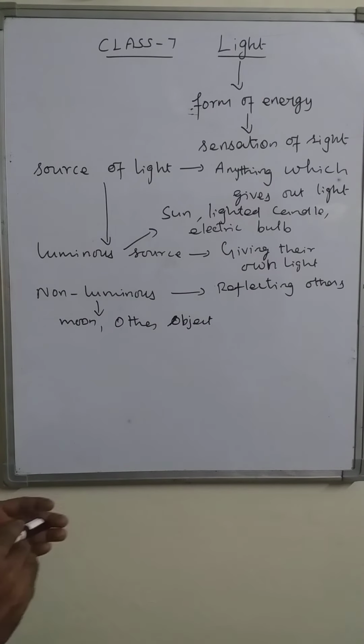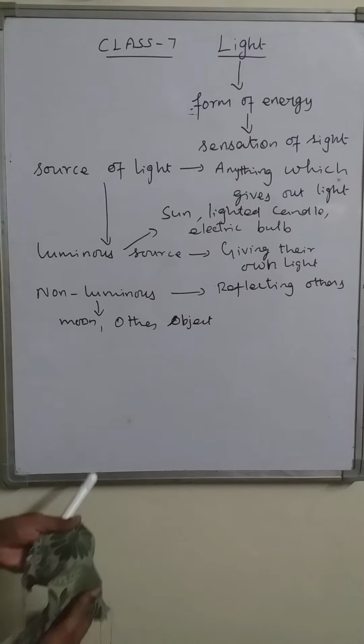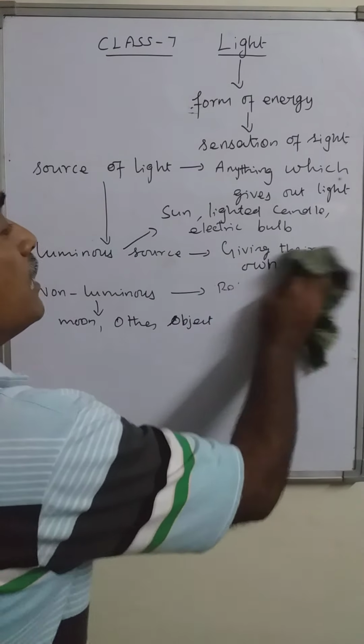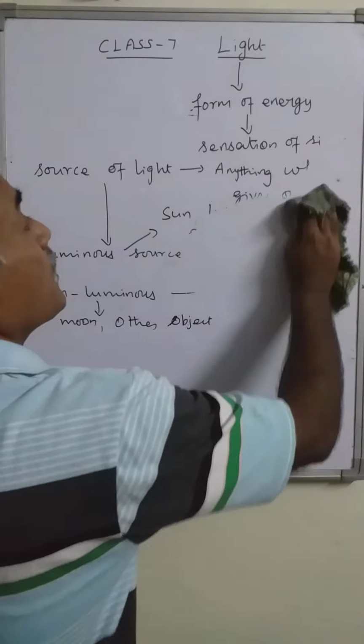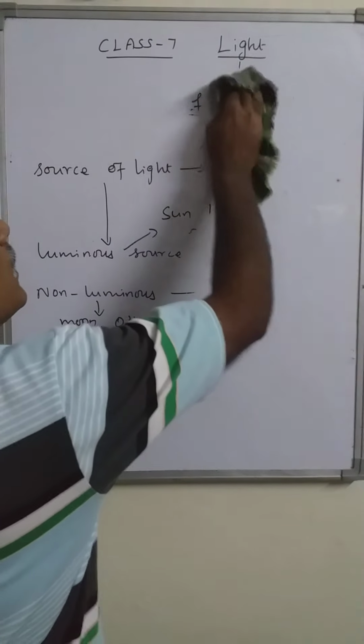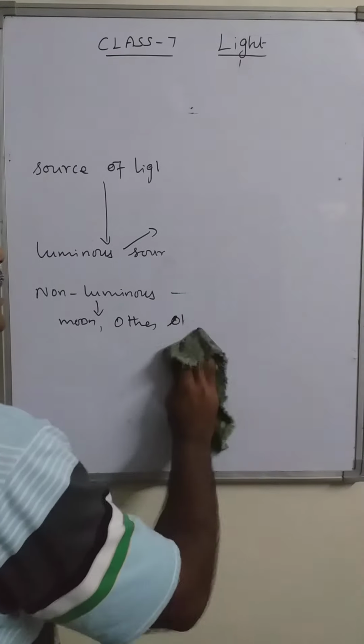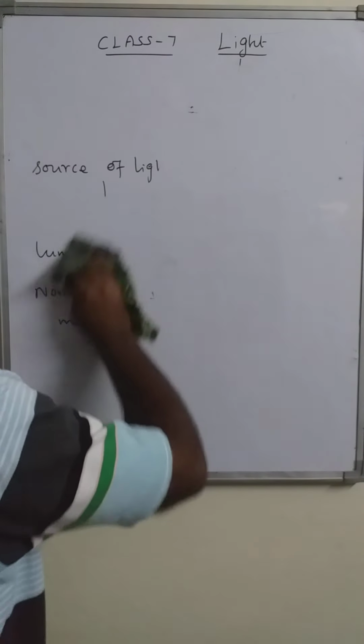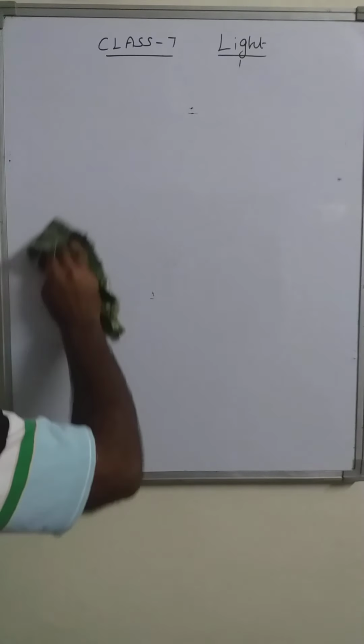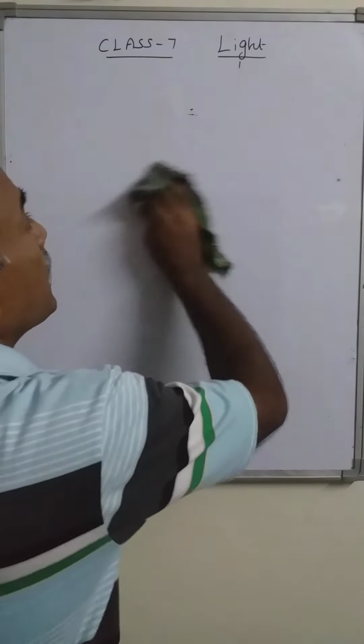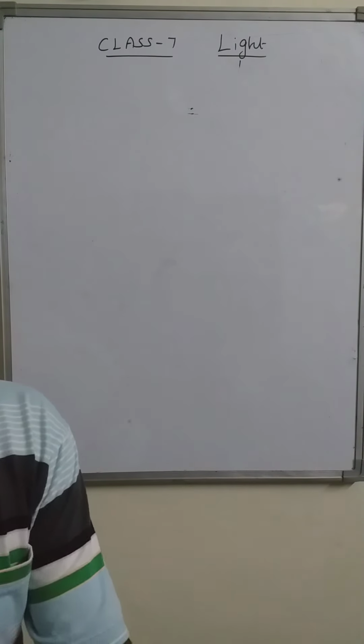Now, we have to think about the properties of light. Because light is given by some source, for example, we are getting light from the sun, and this light is traveling from the sun towards the earth's surface. On what path it is traveling, how it is traveling, that must be discussed.